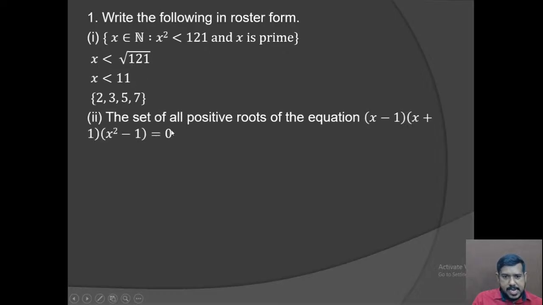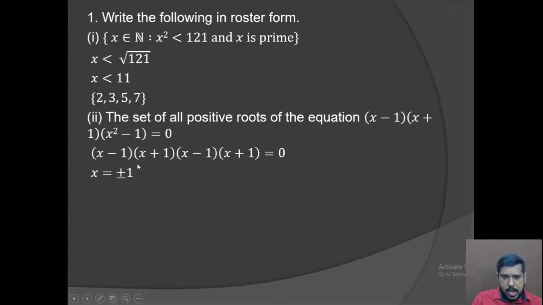Subdivision 2. The set of all positive roots of this equation. Okay. That is an equation given: (x minus 1) into (x plus 1) into (x square minus 1) is equal to 0. Now you have to solve this, and first you have to find the value of x, then you have to write it in the set. So I have written the question. Now you see this x square minus 1 can be written as (x plus 1) into (x minus 1). Already there is an (x plus 1) into (x minus 1). So it is multiplicity of the root. So when you bring this 1 to the other side, it becomes minus 1, and plus 1 to the other side becomes plus 1. So x is equal to plus or minus 1 is the solution.